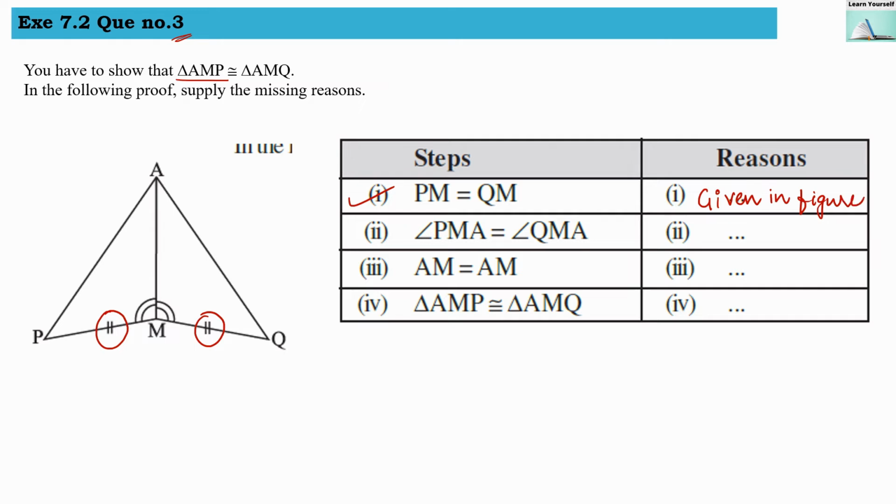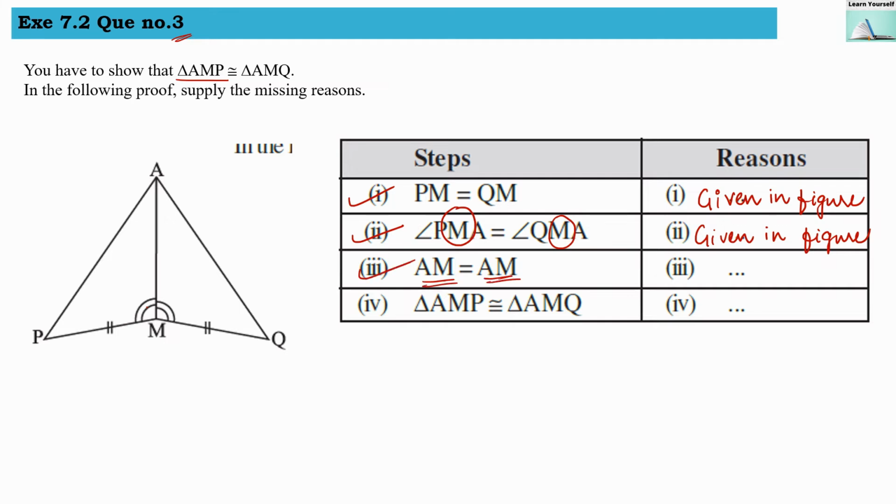Now the second step, angle PMA. In between, M is there, so we are talking about angle M. Here we can see a sign, and the second angle is QMA. In between, M is there, so we are talking about angle M again. In the figure we can see that two equal signs are there, so these two angles are equal. So this is also given in the figure. So we will write here: given in the figure.